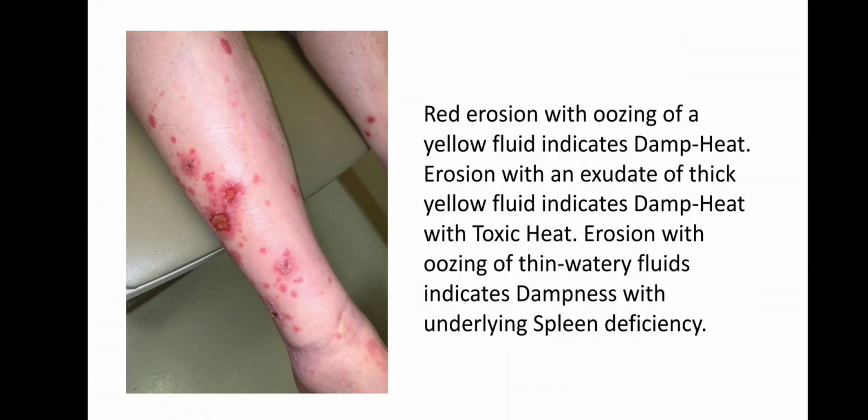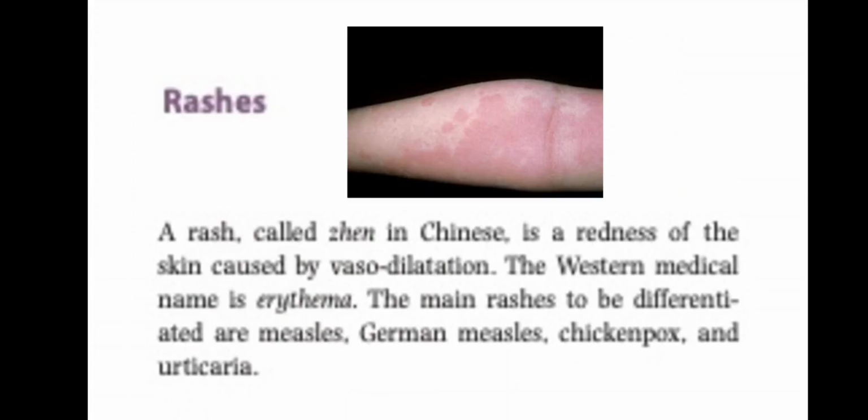Red erosion with oozing of a yellow fluid indicates damp heat. Erosion with an exudate of thick yellow fluid indicates damp heat with toxic heat. Erosion with oozing of thin watery fluids indicates dampness with underlying spleen deficiency.